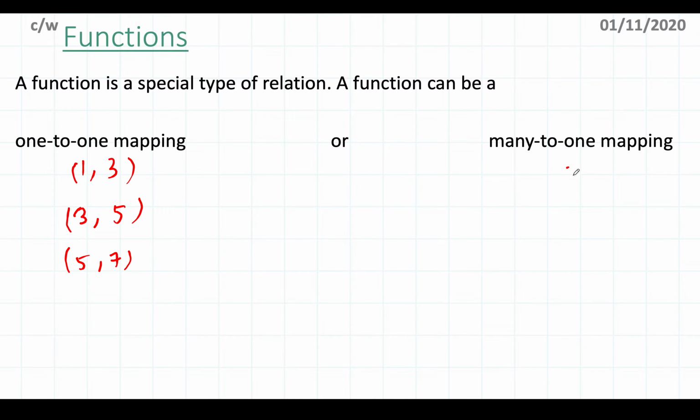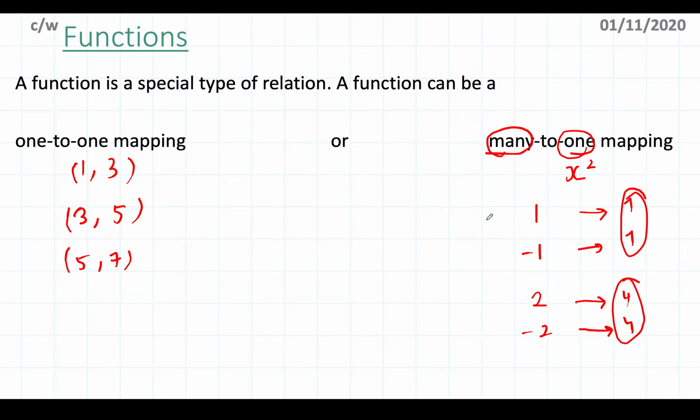And for many-to-one, the easiest example I use to remember is x squared, because I could have 1 and -1 both going to 1, and I can have 2 and -2 both going to 4. So I can have many inputs going to one output. You get one output from many inputs, and you are allowed to have that. Every time you're confused what functions can be, it's a one-to-one mapping and a many-to-one. And if you forget the many-to-one, just remember x squared, where you have many inputs going to the same output.